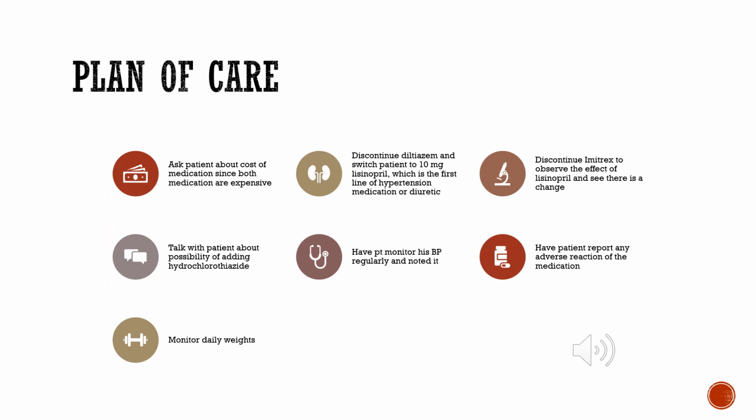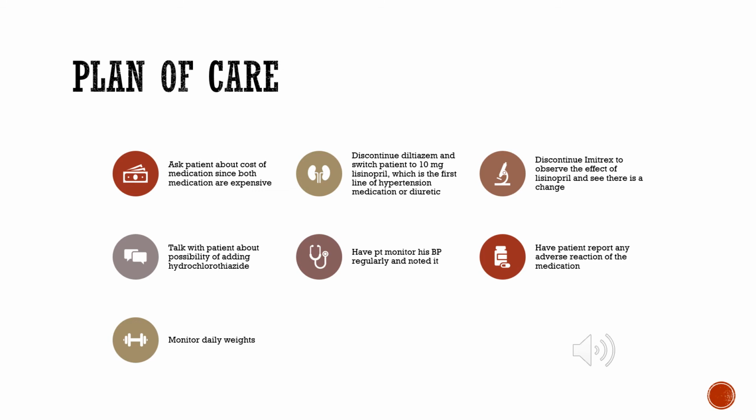So my plan of care for this patient would include sitting down with him and having a discussion about the medication that he's taking and the cost of those medications. I would really want to discontinue diltiazem because of the crazy amount of money that it costs. And also there are other alternatives that are as effective, such as lisinopril. I think this lisinopril would be a great choice because it's usually the first line of medication that is given for patients who have hypertension.